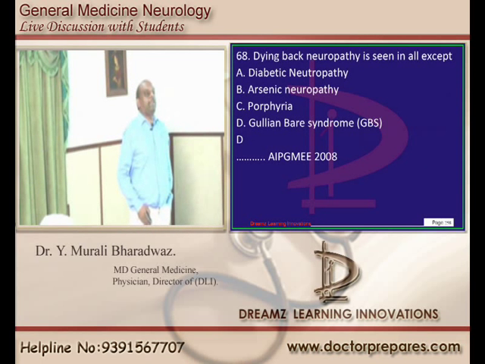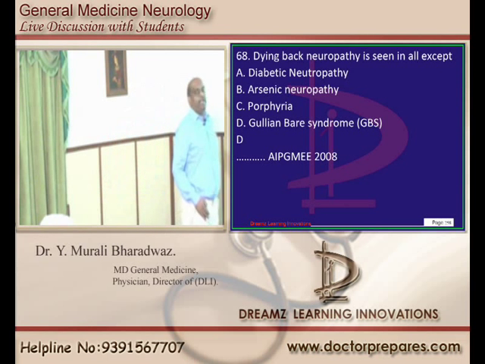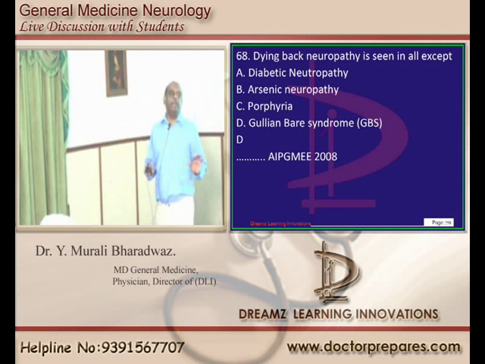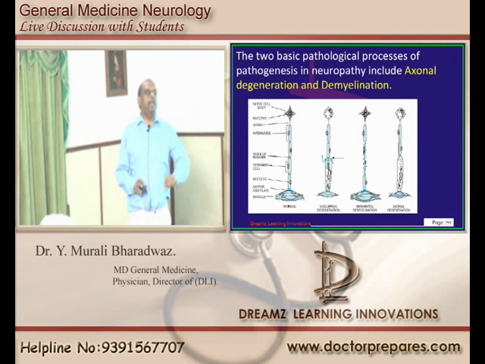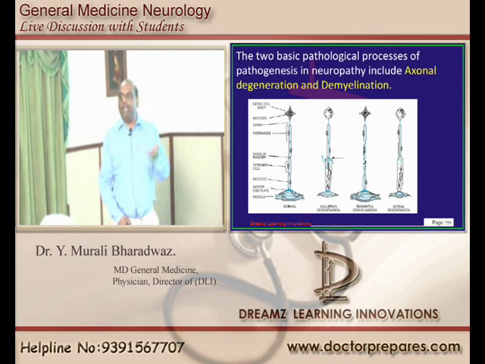Dying back neuropathy, what is it that is dying back? So let us talk about causes of dying back neuropathy. Mainly, doctor, there are 2 types of neuropathy. Inside there is a copper wire going, and outside is a plastic wire. That's how our body is made up. So axonal degeneration or demyelination are the only 2 ways by which nerves can become broken.